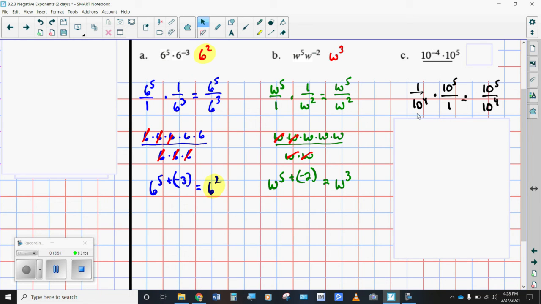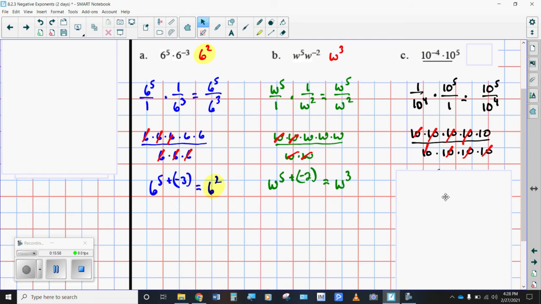Write that as its reciprocal, and then change that to its opposite. So it becomes 1 over 10 to the 4th. So now you expand them out, cancel out the common factors, and what are you left with? Just a 10, 10 to the 1st power.